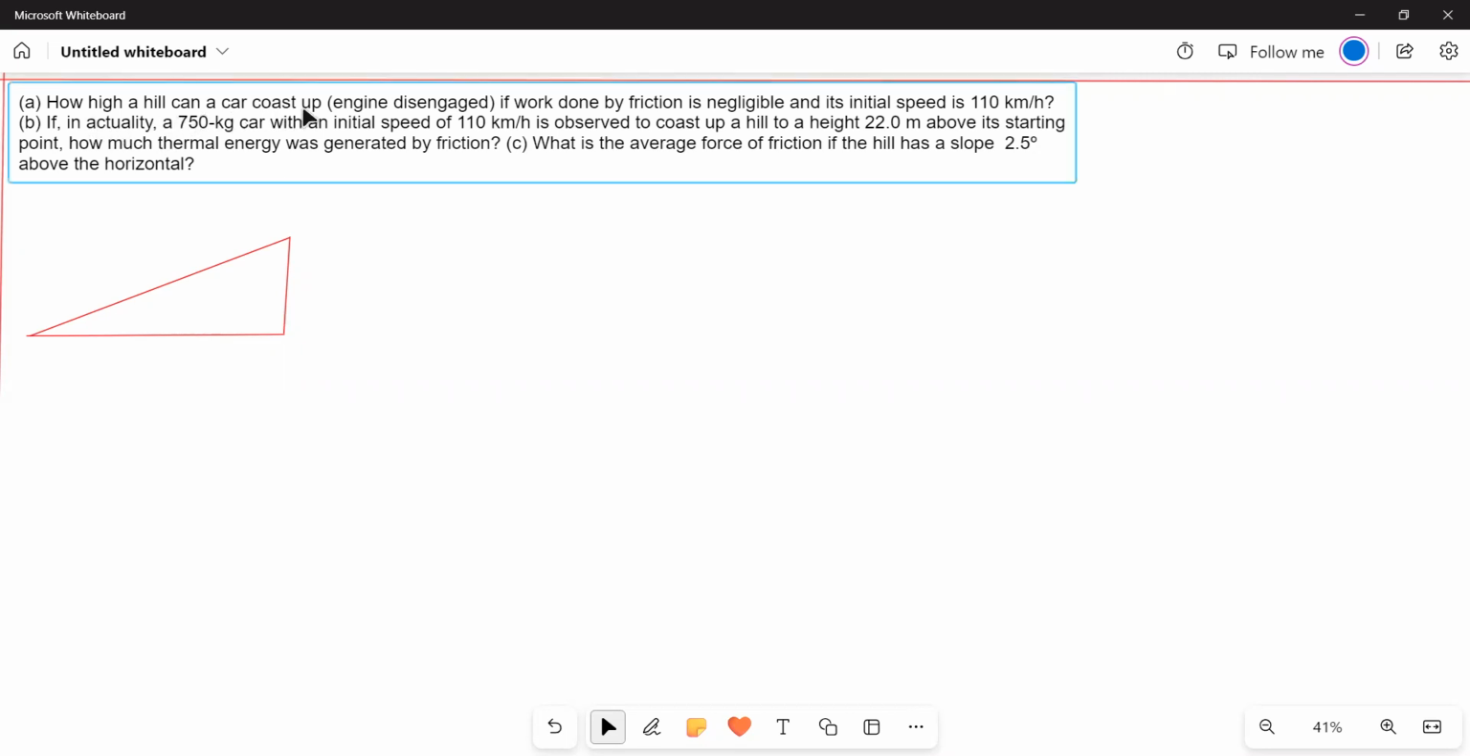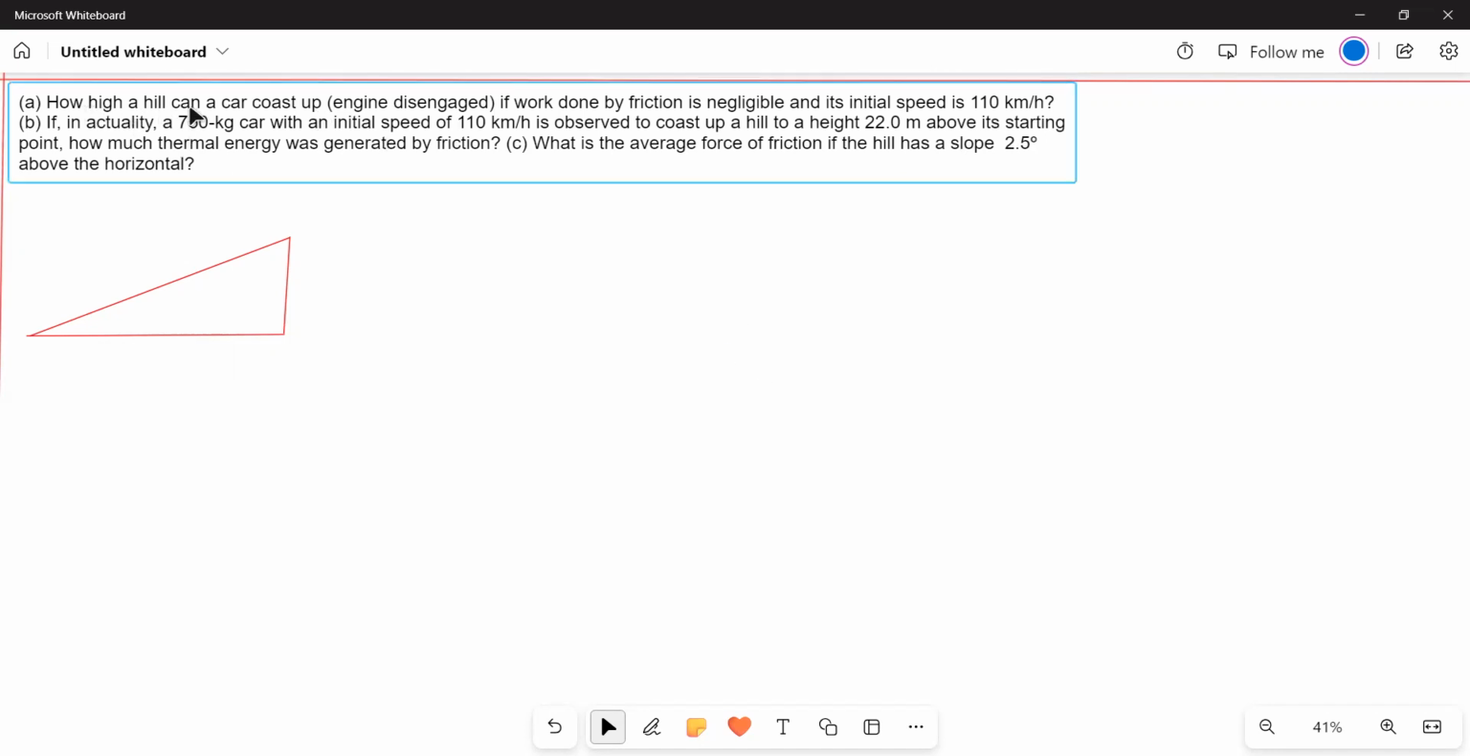How high a hill can a car coast up if the burden by friction is negligible and its initial speed is 110 kilometers per hour? If in actuality, a 750 kg car with an initial speed of 110 kilometers per hour is observed to coast up a hill to a height 22 meters above its starting point, how much thermal energy was generated by friction? Third bit, what is the average force of friction if the hill has a slope of 2.5 degrees above the horizontal? Now the data is given to us. Let us try to do the problem.